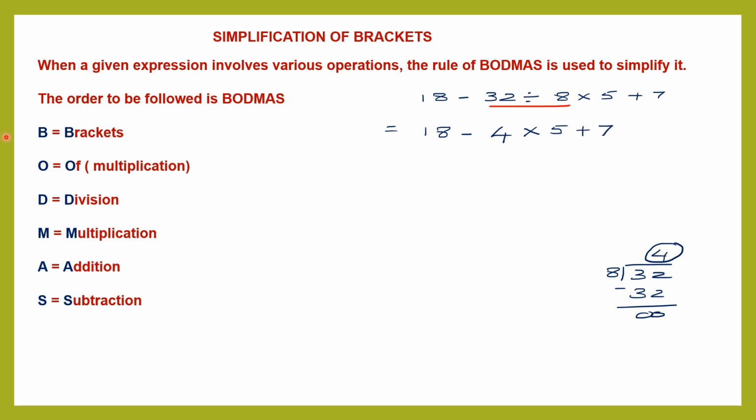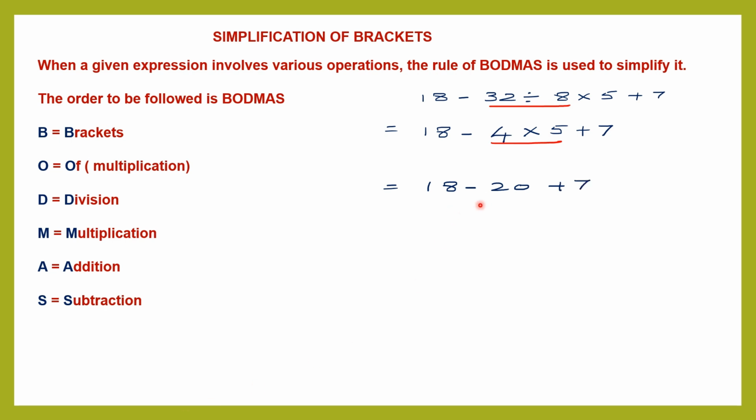Now what are the operations that we have? Now we have subtraction, multiplication and addition. Which one should we do first? So let's see BODMAS. We have brackets, no. Of, we don't have. Division, we just finished. Next we have to do multiplication. So before addition and subtraction, we should do multiplication. Multiplication is here. We need to work this out first. So this will be 18 minus 4 fives are 20 plus 7.